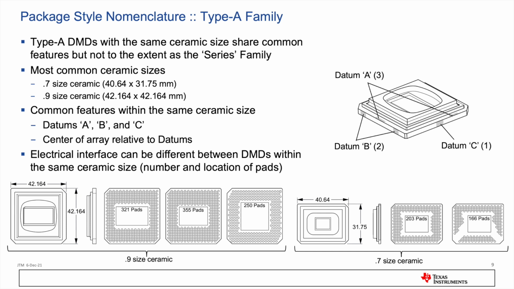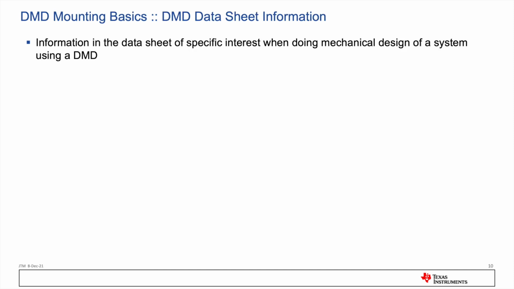The same size ceramics do not have the same electrical interface or the number of pins or pad locations. Information in a datasheet of specific interest when doing a mechanical design of a system using a DMD includes the mechanical interface control drawing, which has the nominal geometry of the DMD and the tolerances of the features. The mechanical ICD is located at the back of the datasheet.